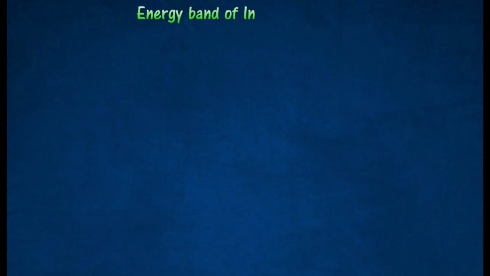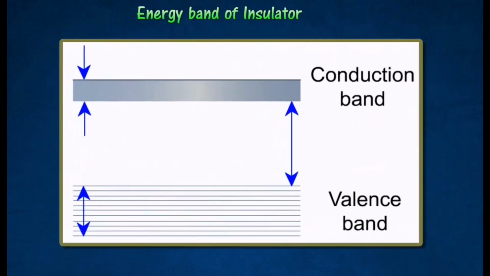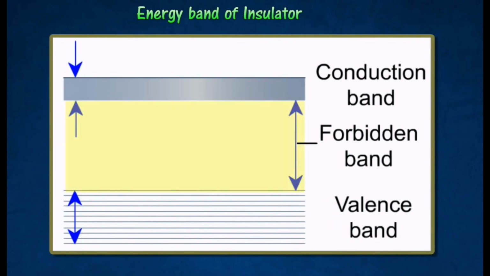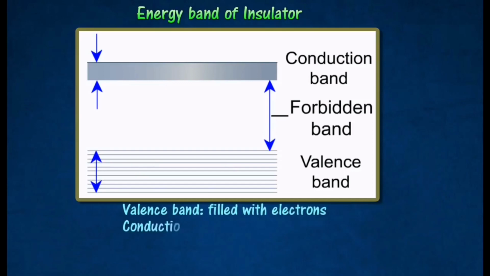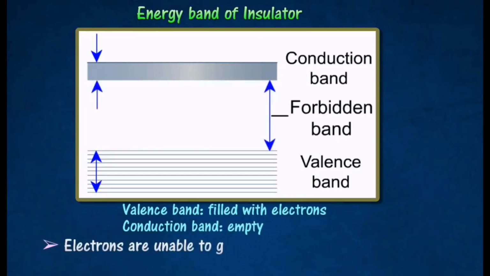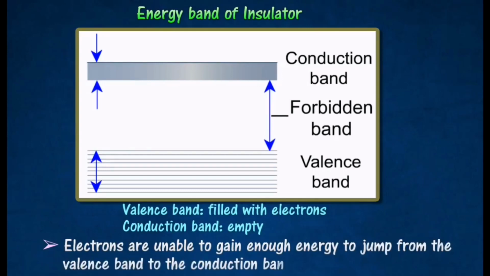In insulators, the conduction band and the valence band are separated by a band gap called the forbidden gap. For an insulating material, the valence band is completely filled with electrons, which are tightly bound to the atoms, but the conduction band is empty. The two energy bands are separated by a very wide forbidden gap. Therefore, the electrons are unable to gain enough energy to jump from the valence band to the conduction band.